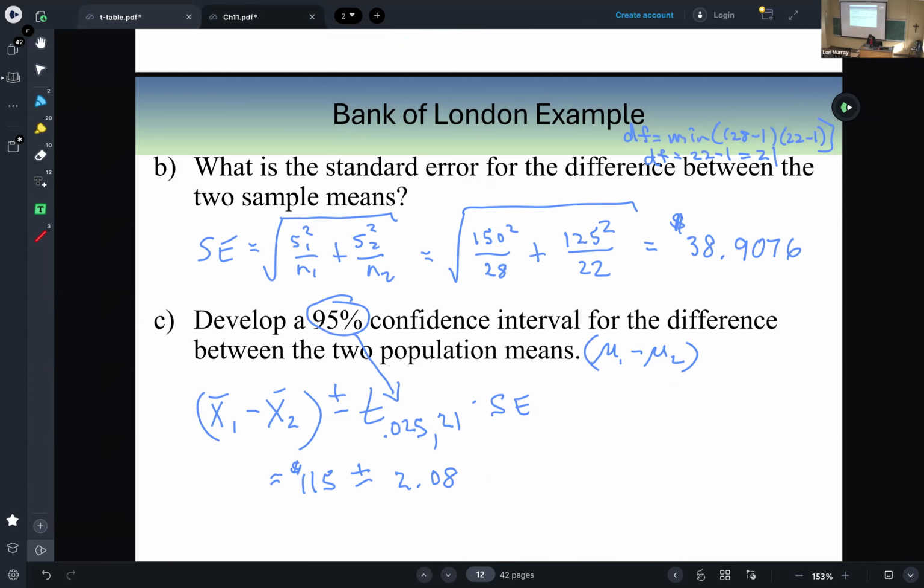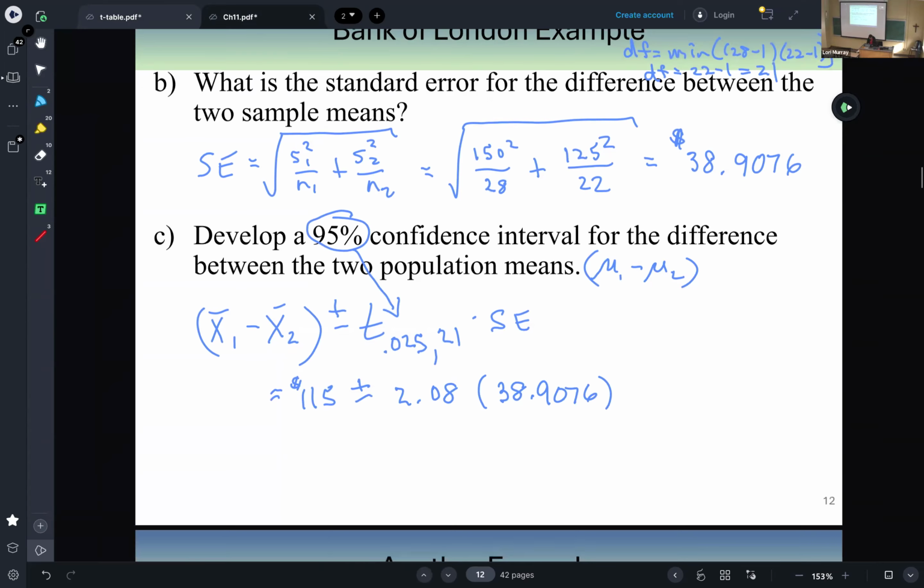2.08 multiplied by $38.9076. That's going to turn out to be, let's see if I can grab my calculator and have it ready. So let's do this together, 2.08 times 38.9076. I get 34.07.